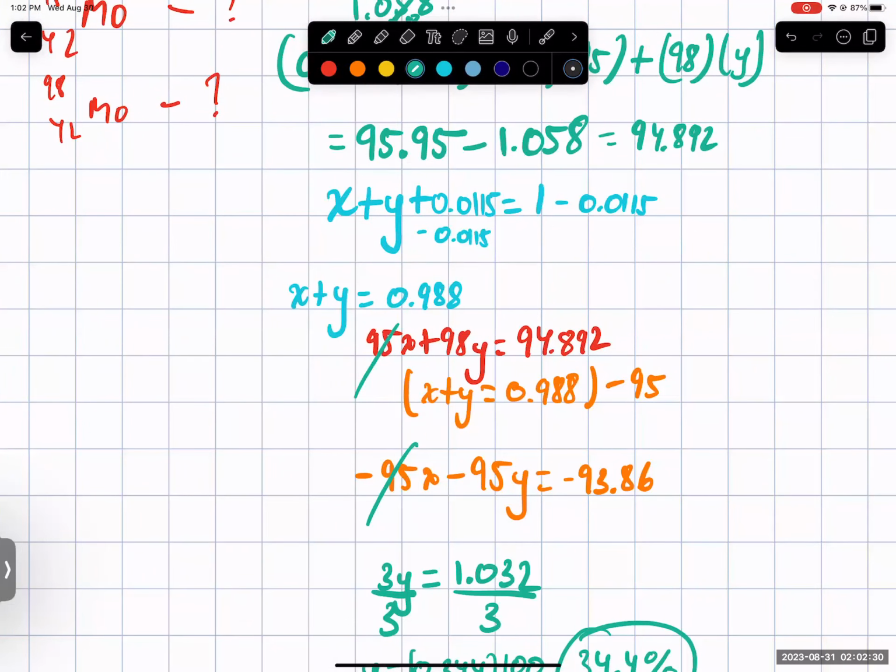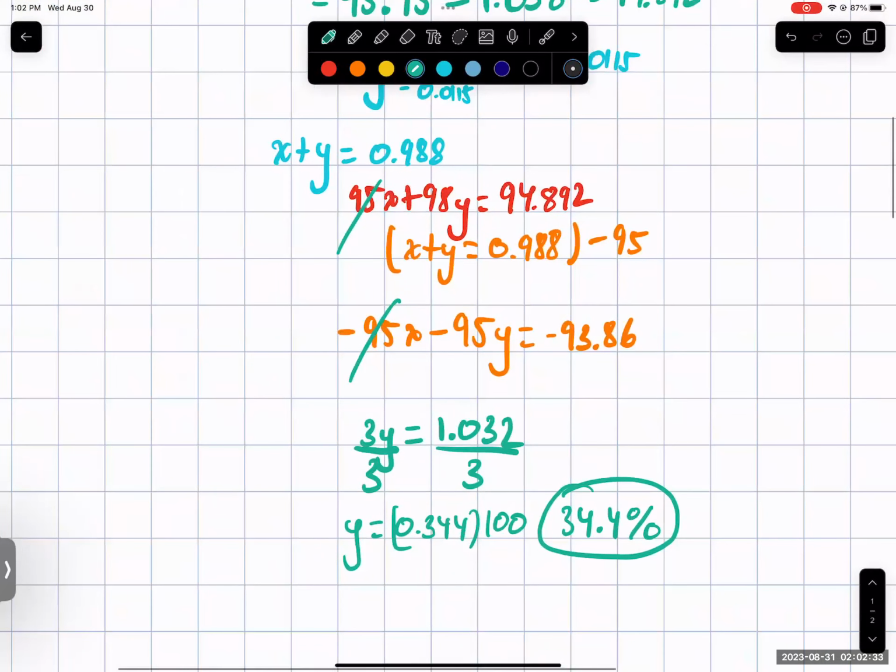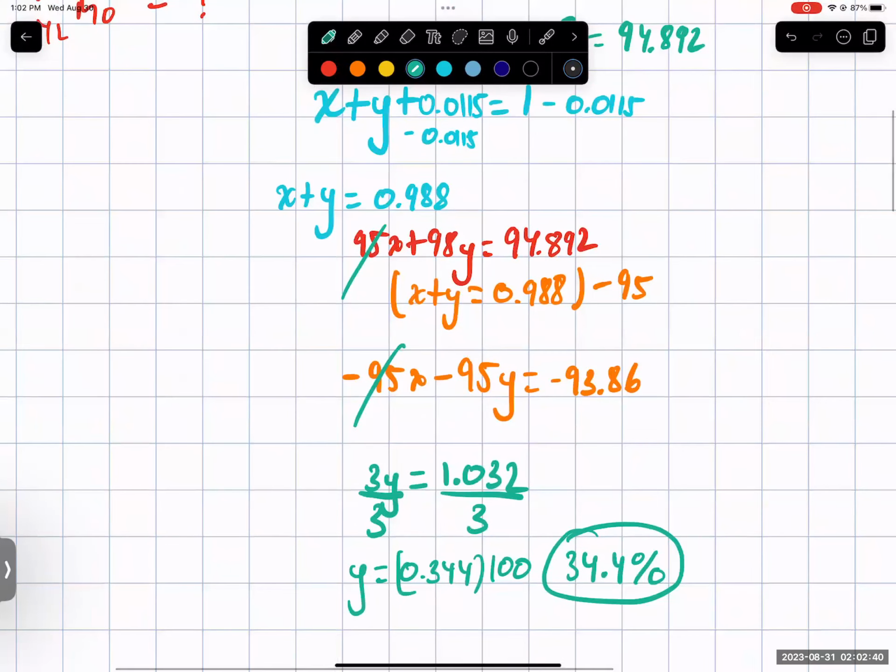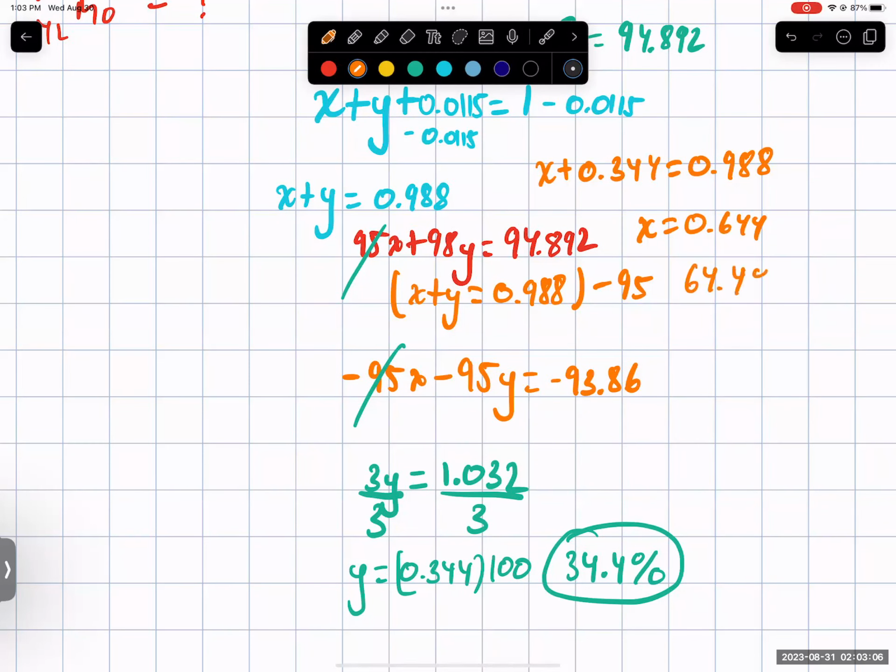So now, which equation do y'all want to use to solve for this remaining percentage? The x plus y one. So we're going to plug in our decimal number again, because that's what I decided to use. So x plus 0.344 equals 0.988. So what is x? 0.644. X is going to equal 0.644, or 64.4%.